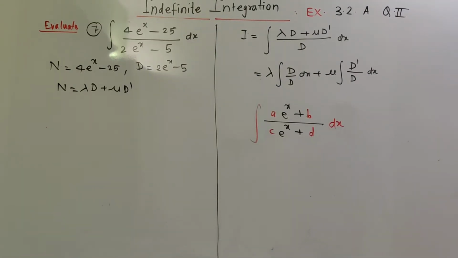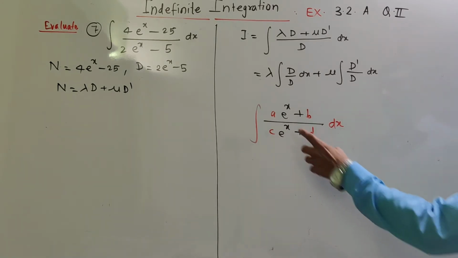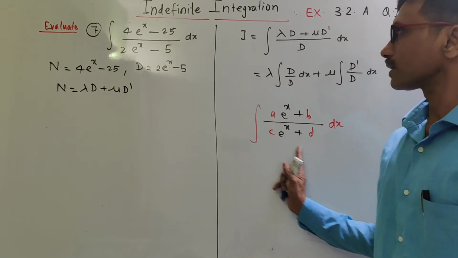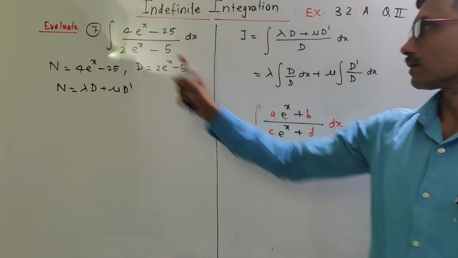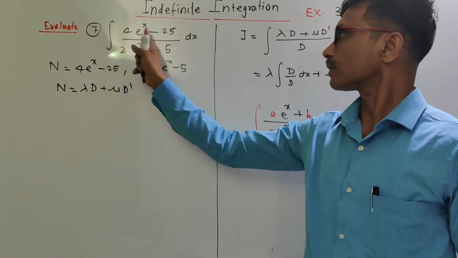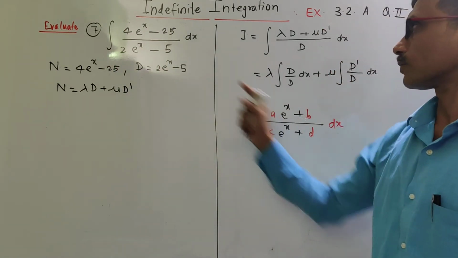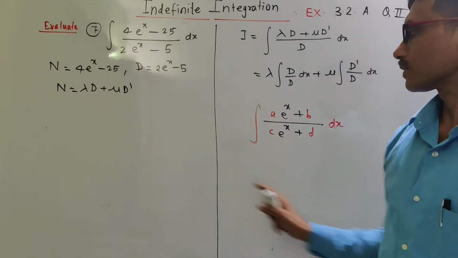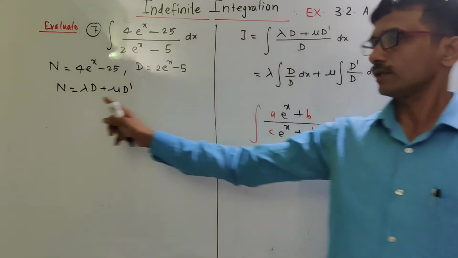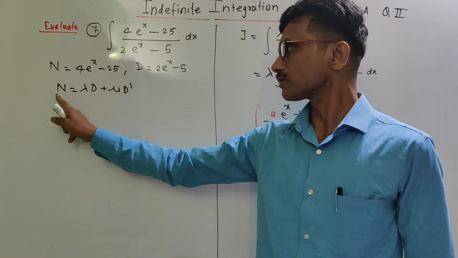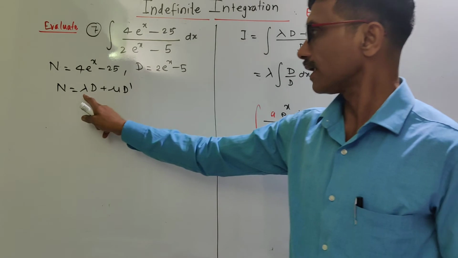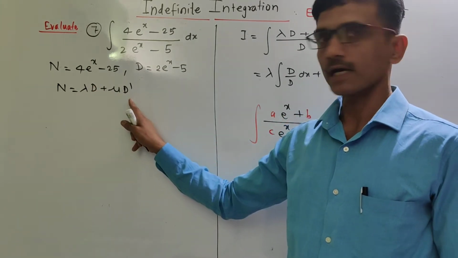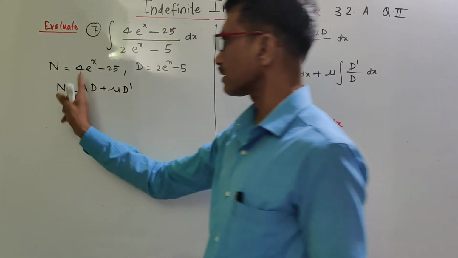Question number 7. Question number 7 is in the form a e raised to power x plus b upon c e raised to power x plus d. You can compare this with this integral. Here 4 e raised to power x minus 25 is a e raised to power x plus b, and then c e raised to power x plus d. In such an integral we will use the same equation, n is equal to lambda d plus mu d dash. Lambda and mu are constants which we have to find, d is the denominator, d dash is the derivative of the denominator, n is the numerator.